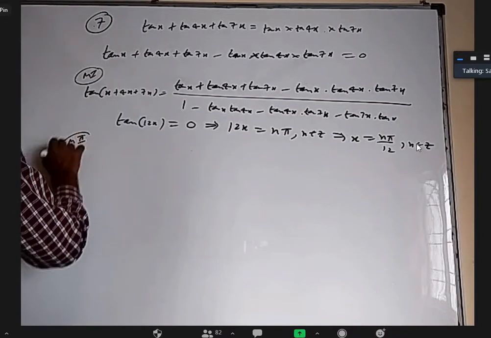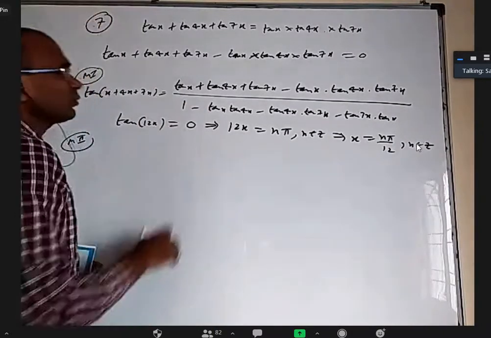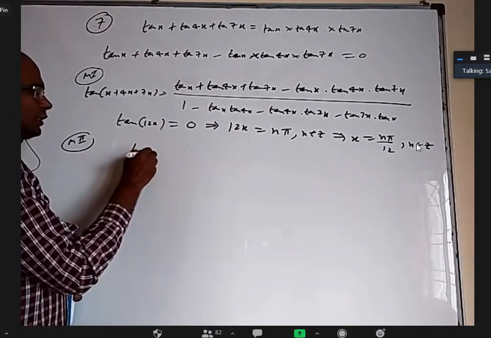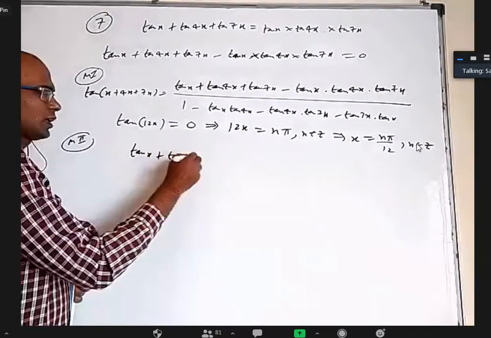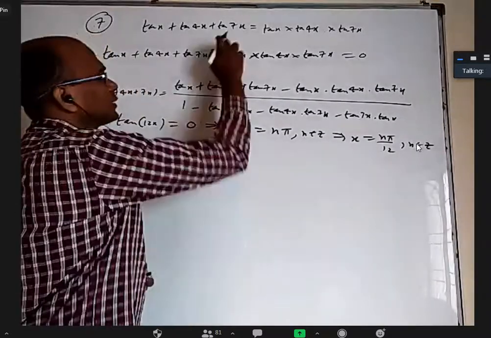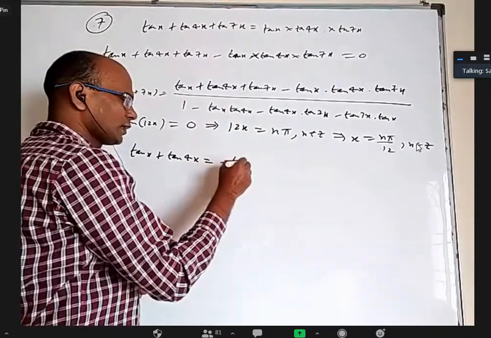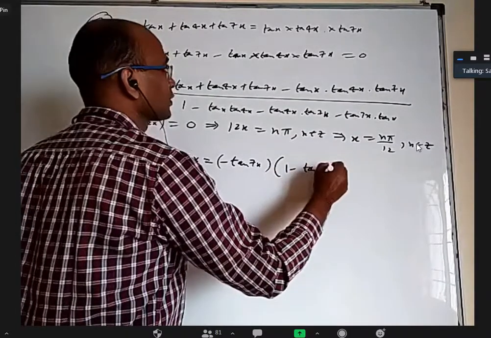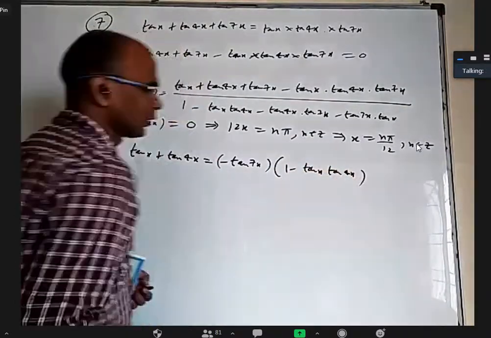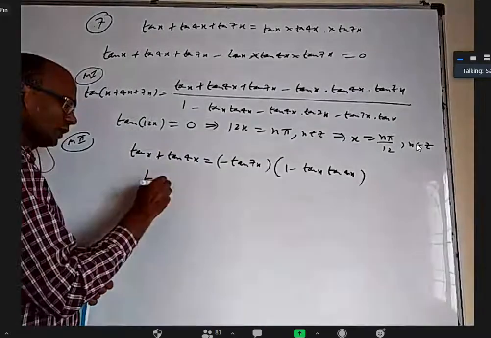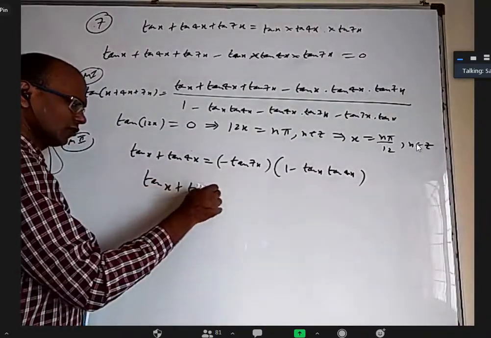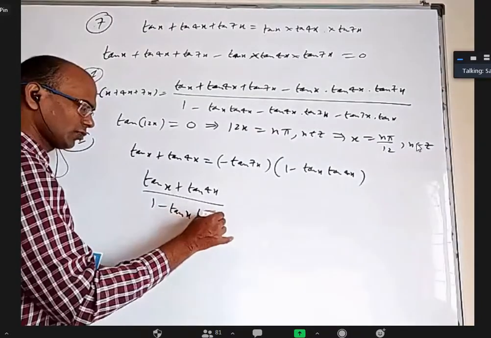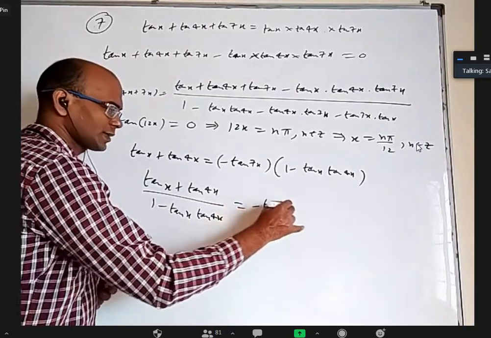If somebody did not get this much idea, you can send tan 7x that side and take common. So I will be getting tan x plus tan 4x is equal to, send this tan 7x that side and take minus tan 7x common. I'll get 1 minus tan x tan 4x. If I bring this down, I will get tan x plus tan 4x by 1 minus tan x into tan 4x is equal to minus tan 7x.